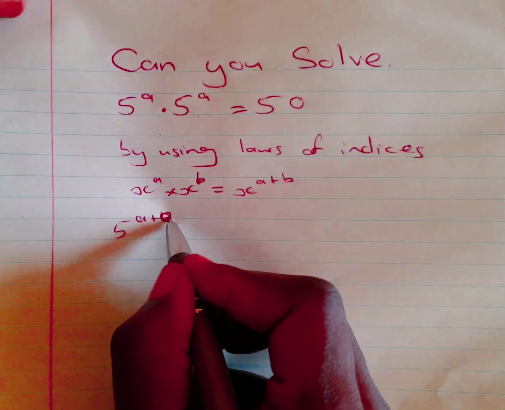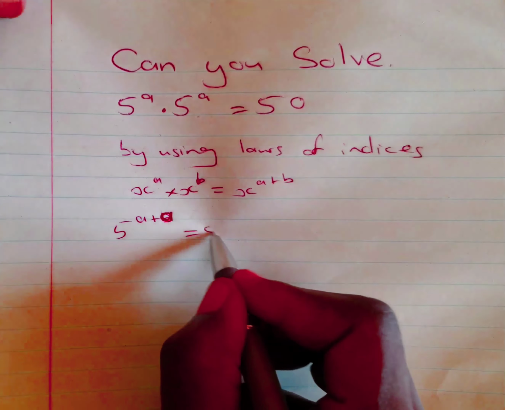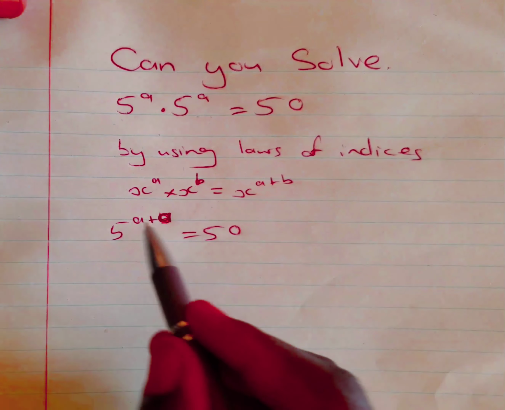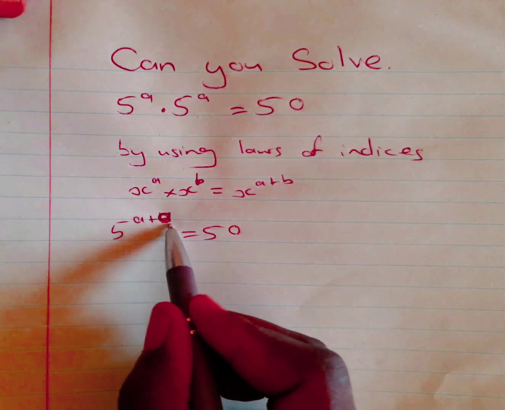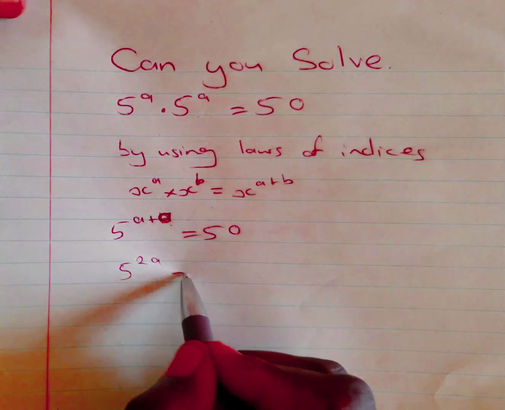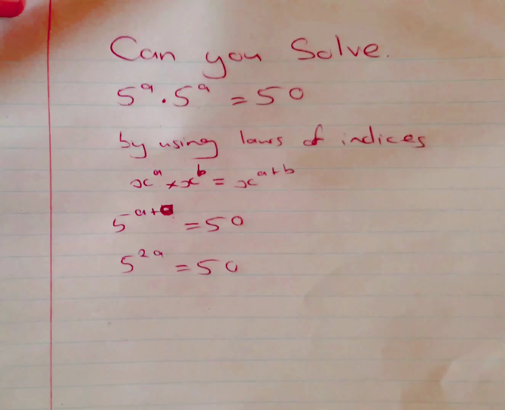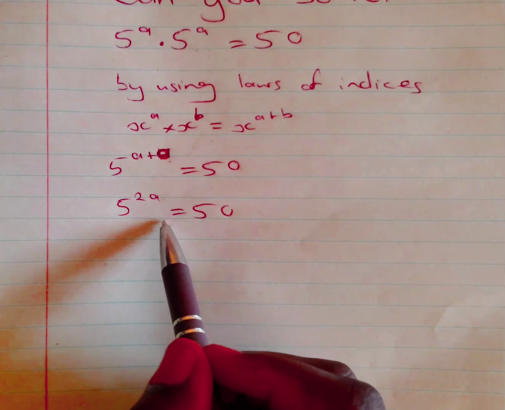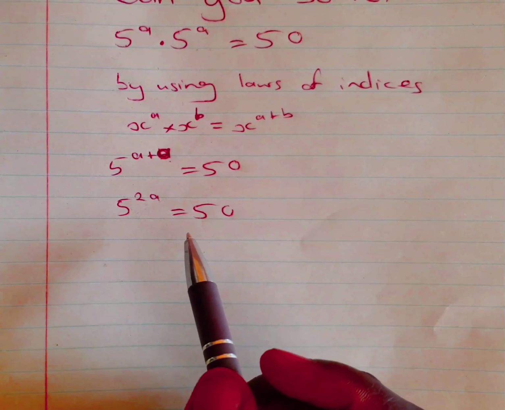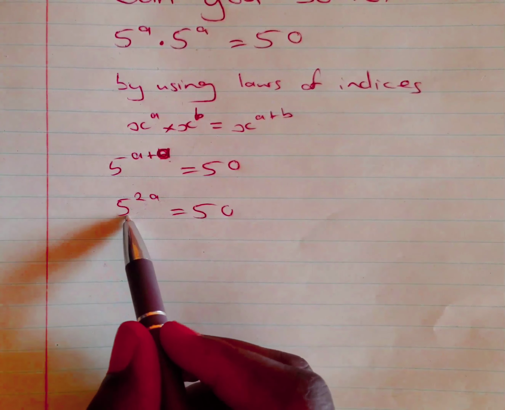So 5 to the a plus a is equal to 50, right? And a plus a, these are like terms, so we add a plus a, we get 2a. Then we have 5 to the 2a is equal to 50, right? Now we have 5 to the 2a is equal to 50. We can now apply natural logarithms on both sides.